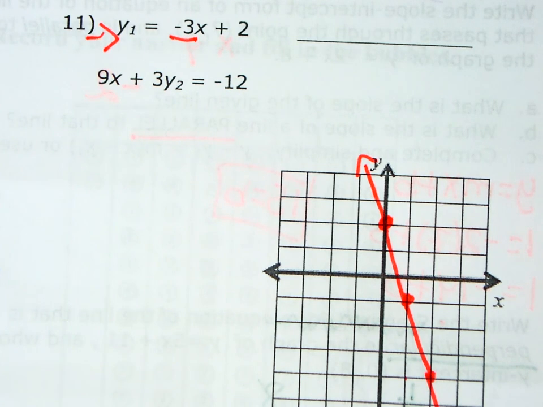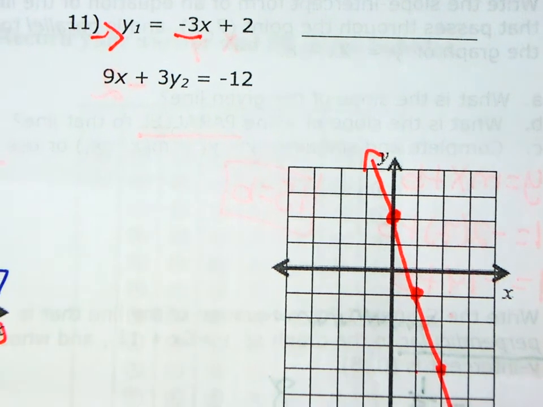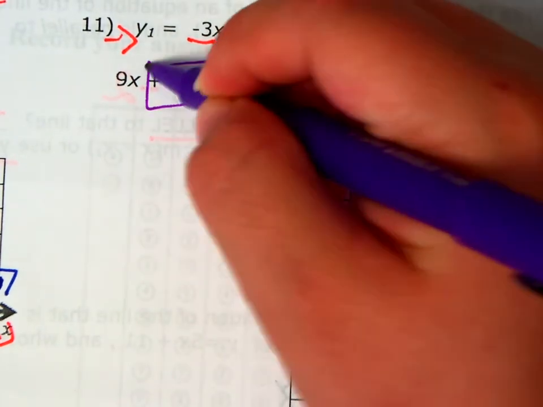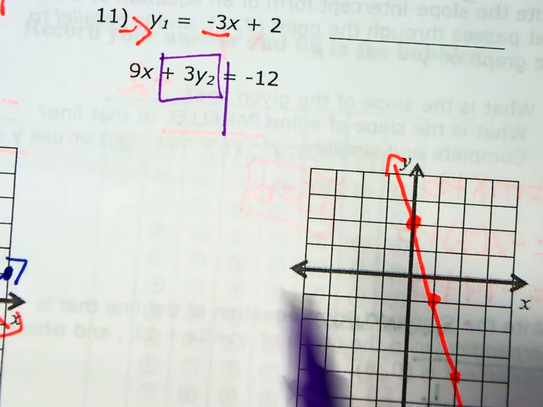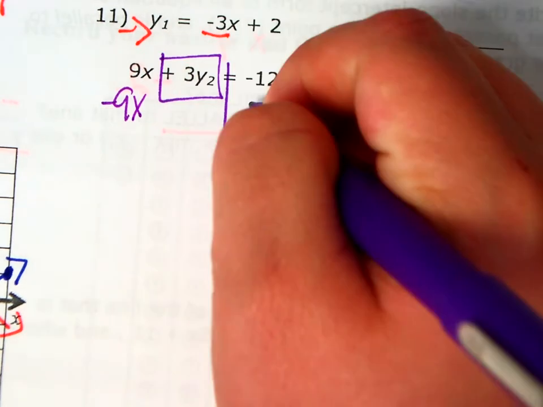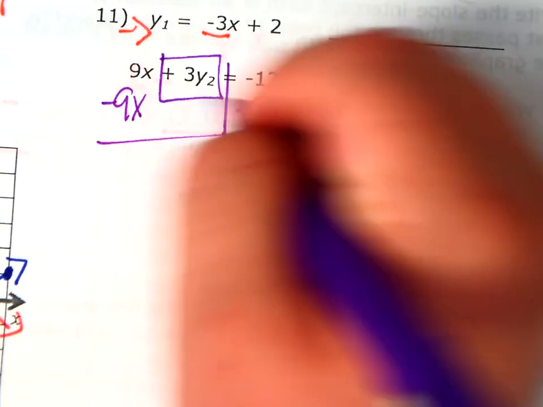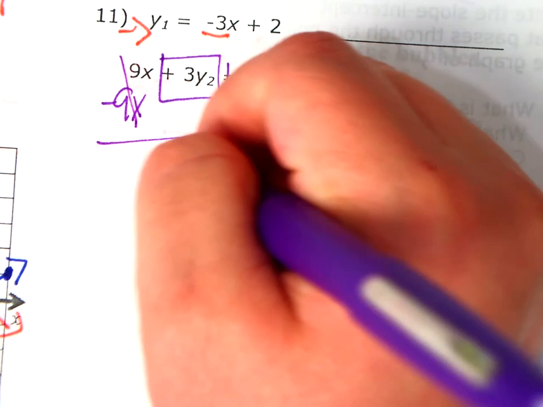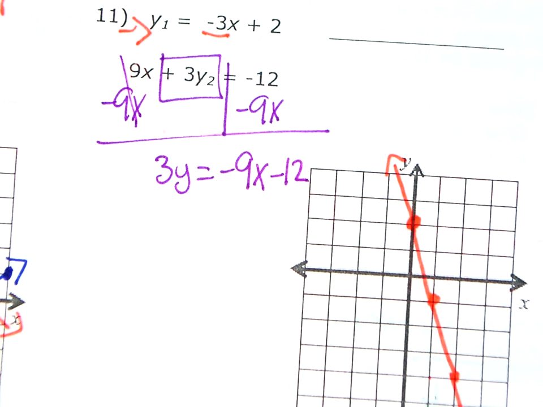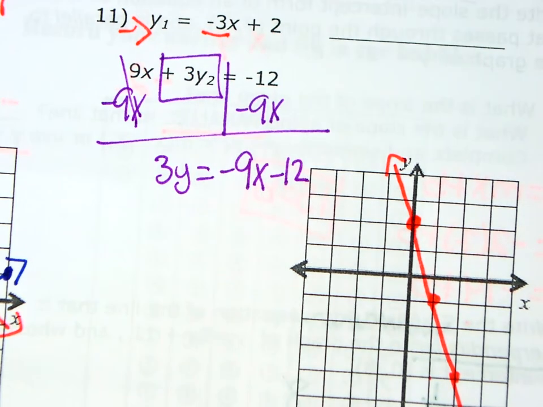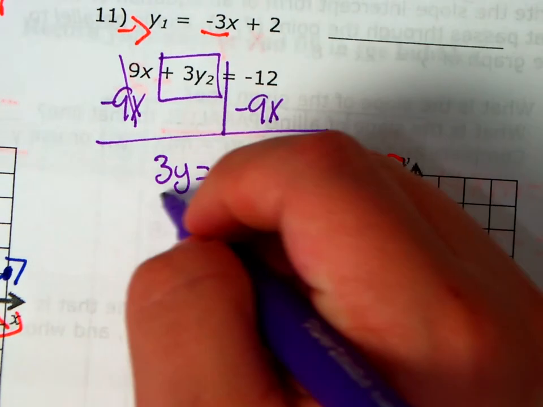Now that other problem, you need to solve for y. So let's do that. Draw your line, box in your y, anything attached to it. How do I get rid of the 9x? Subtract 9x. So you get 3y is equal to -9x minus 12. Divide everything by 3. Perfect.